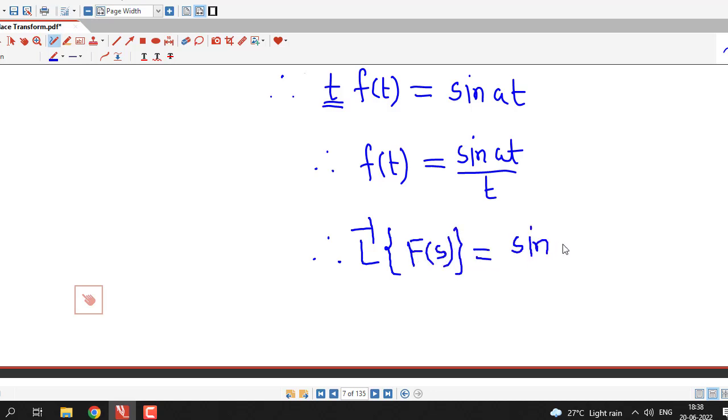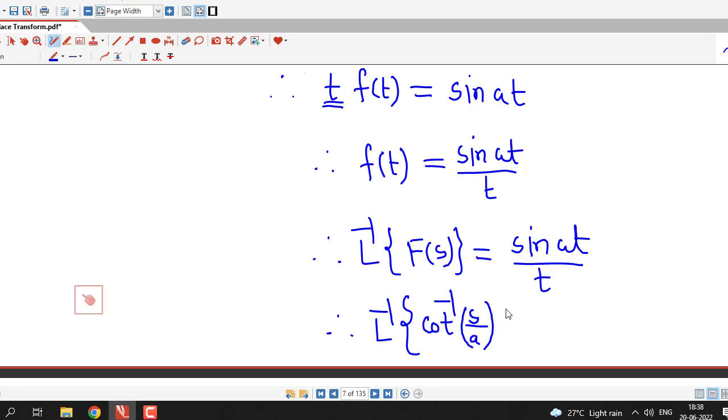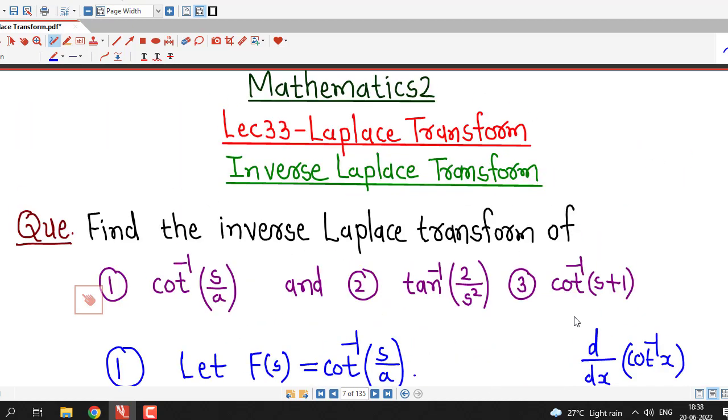So this is very easy method. Whenever our function contains inverse trigonometric functions or logarithmic function, we can find out their inverse Laplace transform easily using this method. So we have obtained that inverse Laplace transform of cot inverse s by a is sin at divided by t. So we have completed this first part.